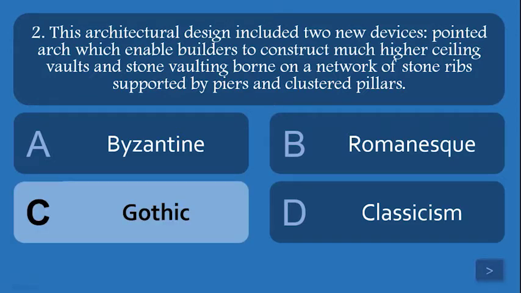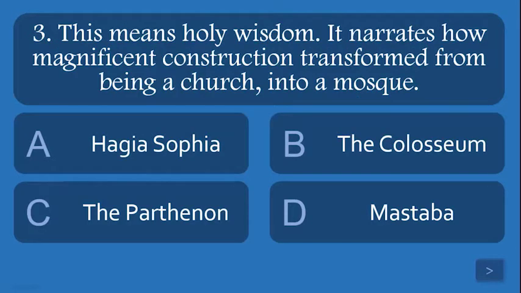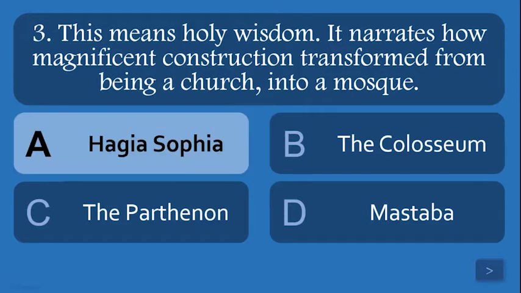Gothic. Number 3. This means holy wisdom. It narrates how magnificent construction transformed from being a church into a mosque. A. Hagia Sophia, B. the Colosseum, C. the Parthenon, D. Mastaba. The correct answer is A.